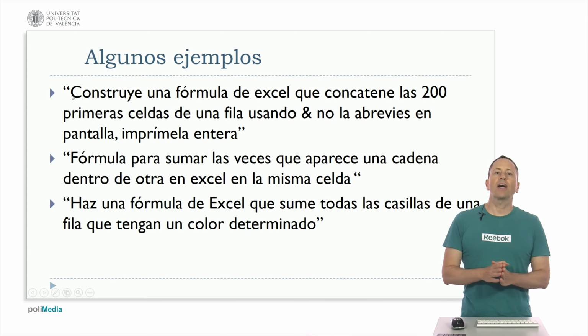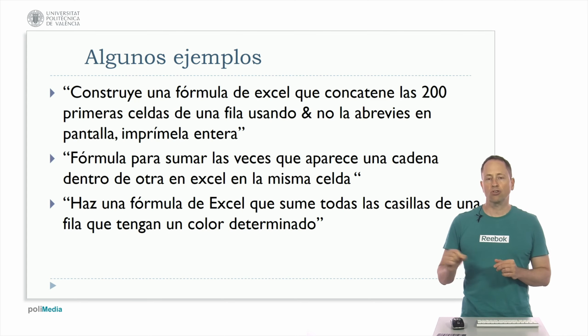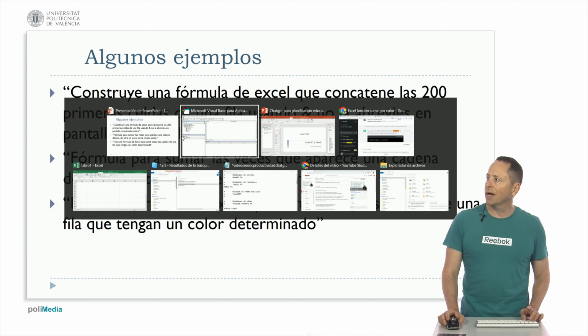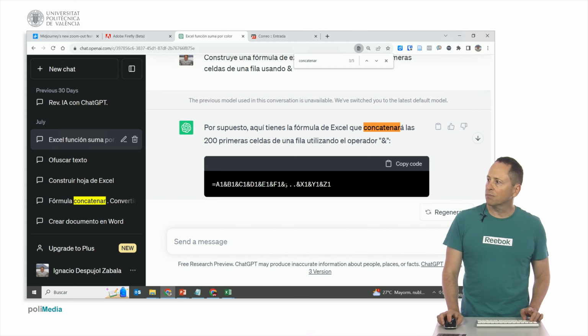For example, to concatenate many cells, you can use the ampersand, which is quite easy, but it's tedious to enter all the cell codes. So I asked it to build an Excel formula that concatenates the first 200 cells of a row using the ampersand. Don't abbreviate it on the screen, print the entire formula. Why did I mention this? Because the first time I asked, it abbreviated it on the screen. And then it wrote these 3 dots that I don't really need.